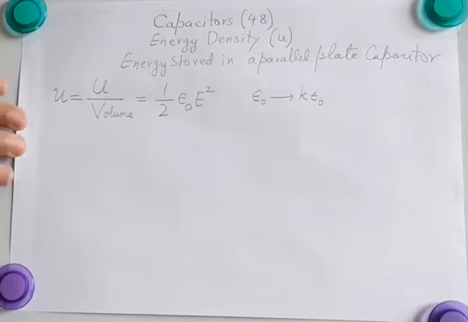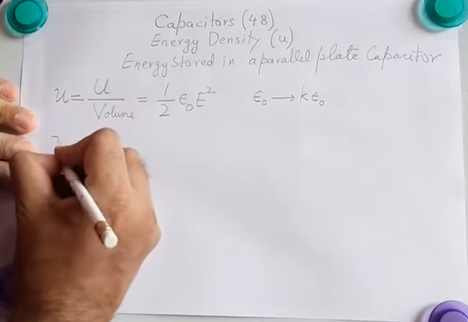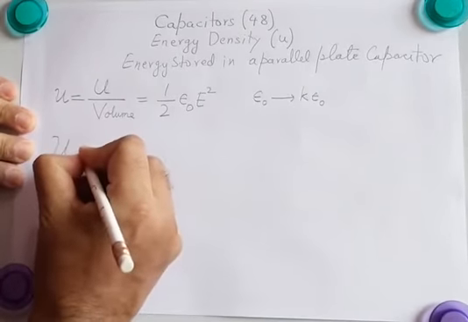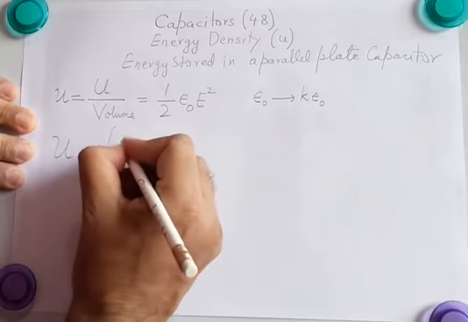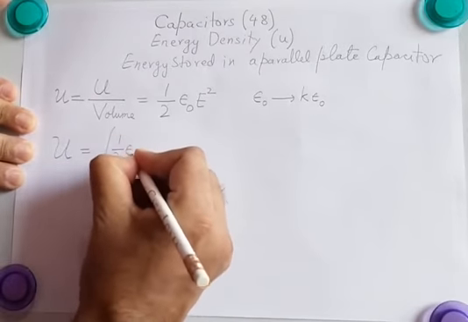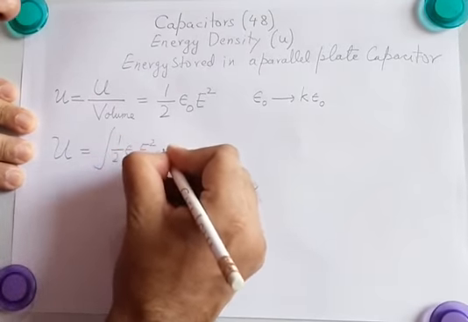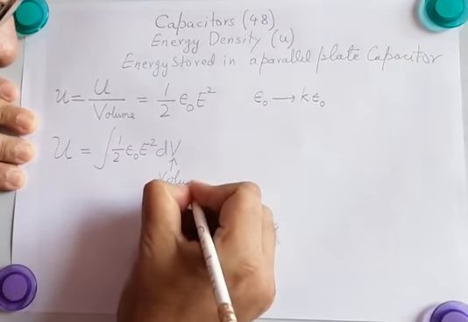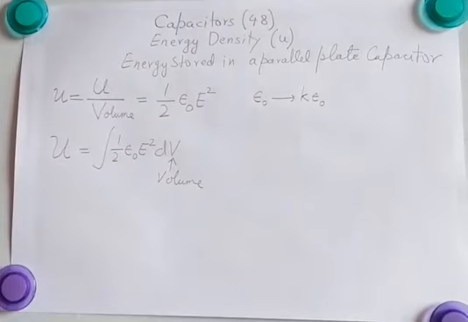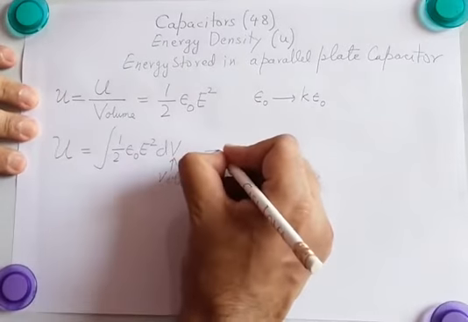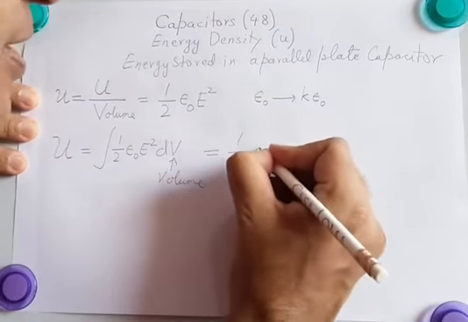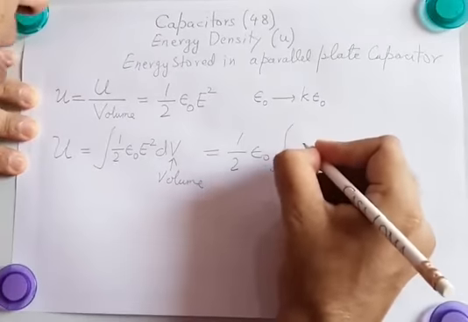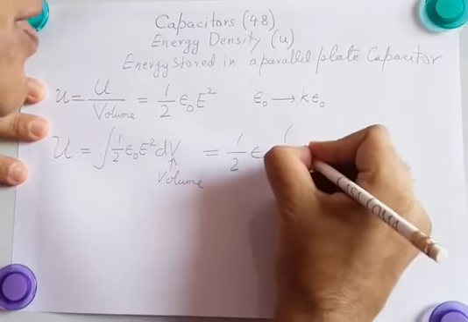And therefore, the total potential energy will be given by integration of half epsilon naught E square dV. Here V is again volume. So we integrate it over the entire volume and we get this total potential energy. Half epsilon naught is anyway a constant, so we just integrate E square dV.